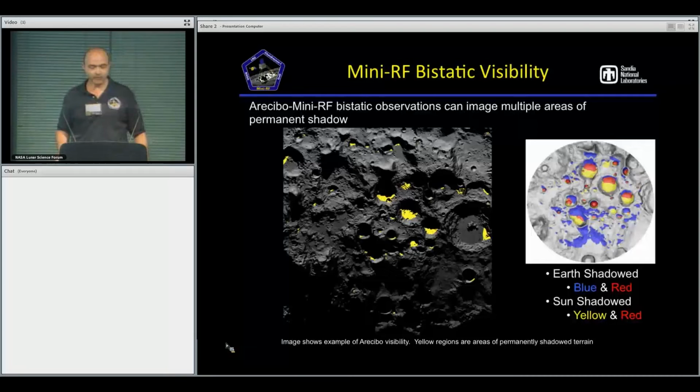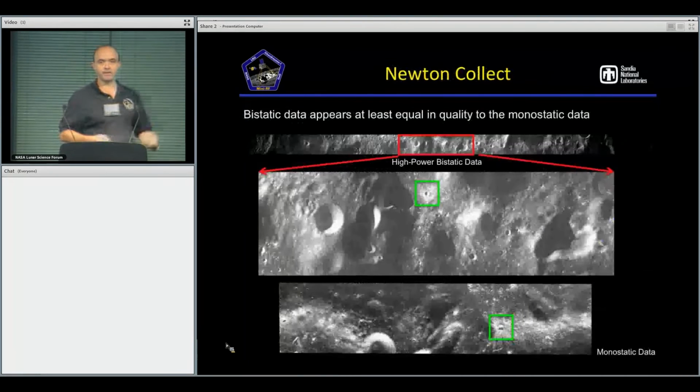Okay, so where can we see? The Arecibo mini-RF bistatic observations can image multiple areas of permanent shadow. This map on the right, which came from a different illumination study, shows regions of the moon which are permanently shadowed from the sun in yellow and red, and shadowed from the Earth in red and blue. What's key are these yellow regions, which are permanently shadowed from the sun but at times can see the Earth. And these are obviously our key targets inside the anomalous polar craters.